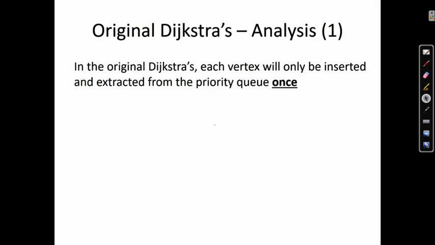In original Dijkstra's, each vertex will only be inserted and extracted from your priority queue once. Correct? Because we insert them all at the beginning. After that, we simply update them whenever we get a relaxation. Then we only dequeue them once. After you dequeue them, we put them into solve. They are never re-enqueued into the priority queue again. So since there are V vertices, we only insert and extract them from the queue big O of V times.